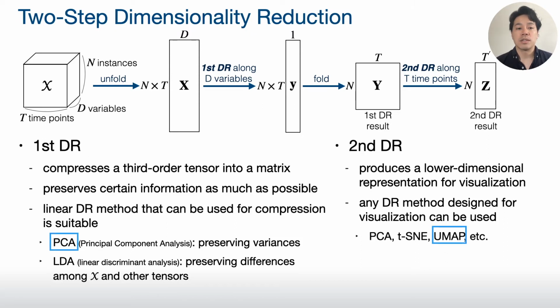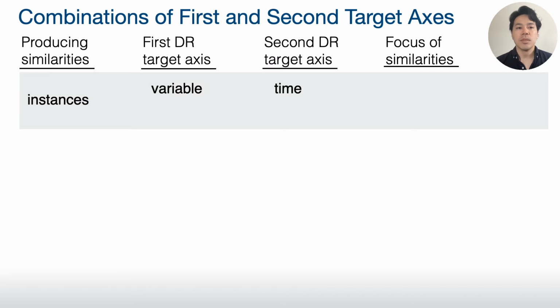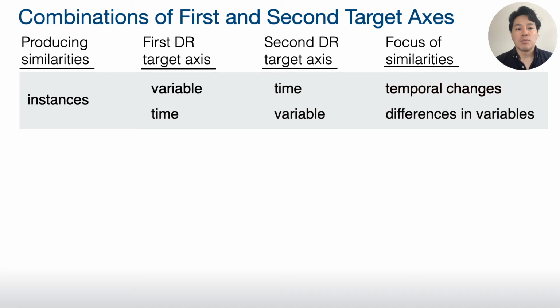For the rest of the slides, I will use PCA and UMAP as the first and second dimensionality reduction methods, respectively. In the previous slide, we obtained instance similarities by applying the first and second dimensionality reduction to the variables and time axis respectively. Because we apply the second dimensionality reduction to the time axis, the obtained results show the instance similarities mainly based on temporal changes. Similarly, we can apply dimensionality reduction in a different order. In this case, instance similarities are mainly based on distribution differences in variables.